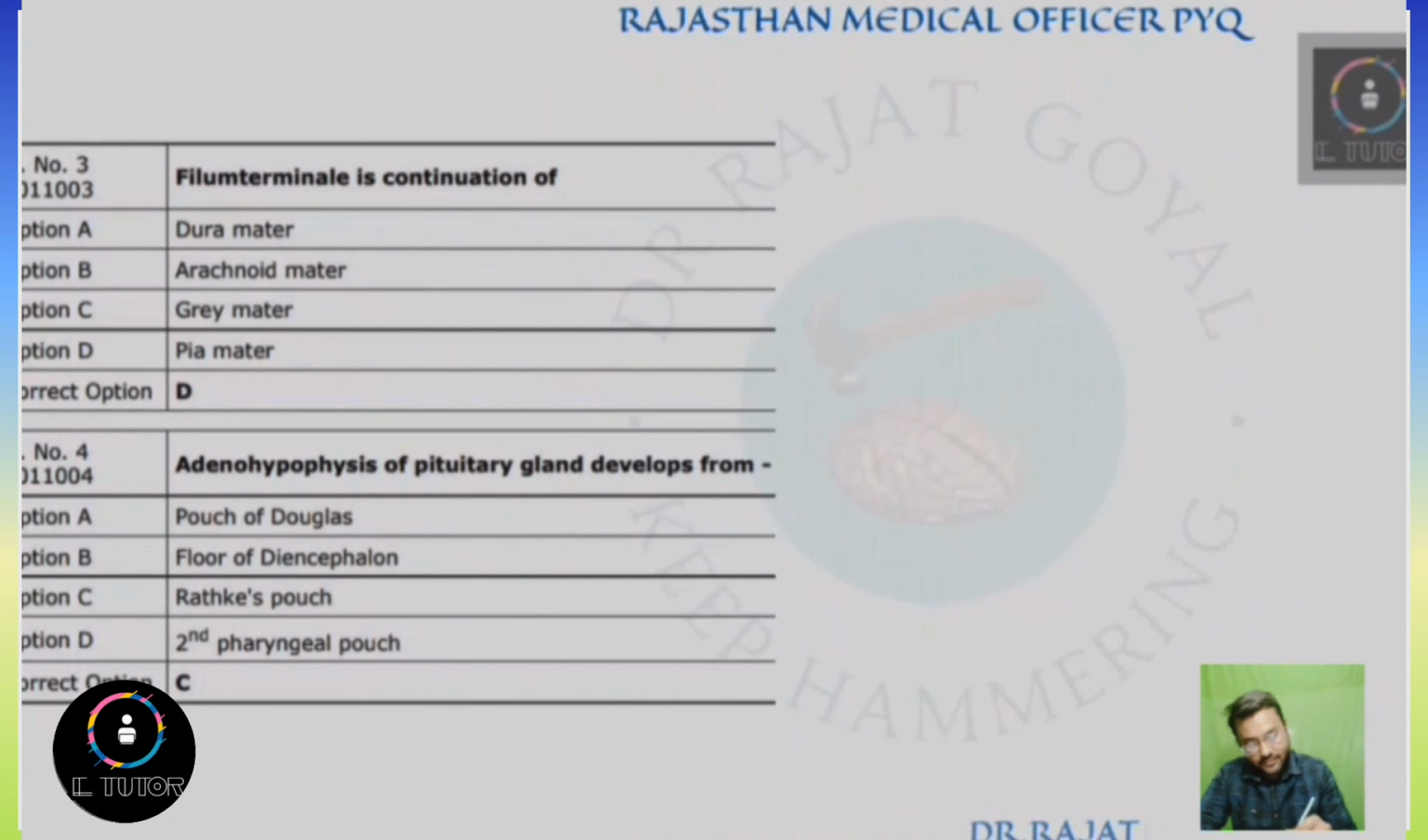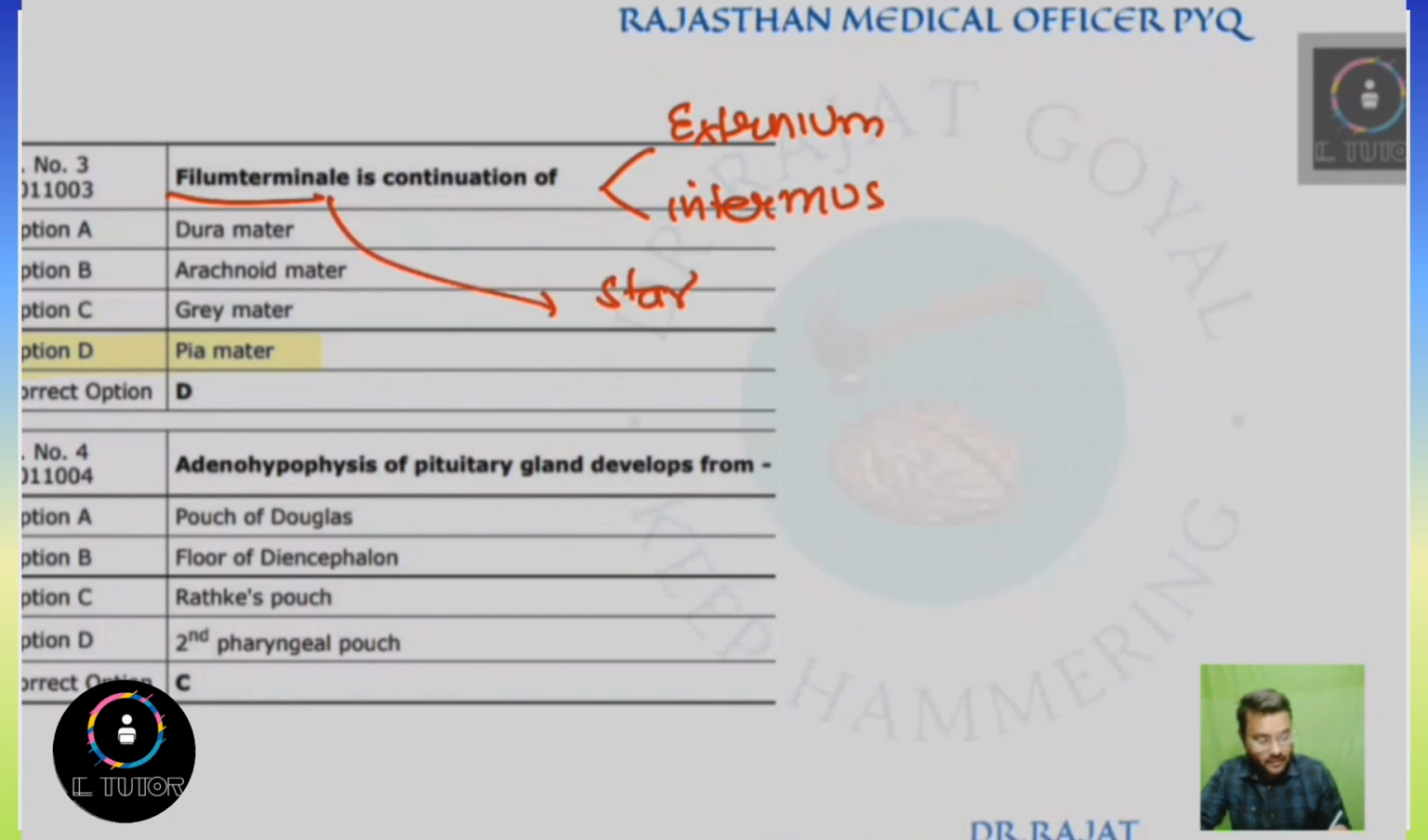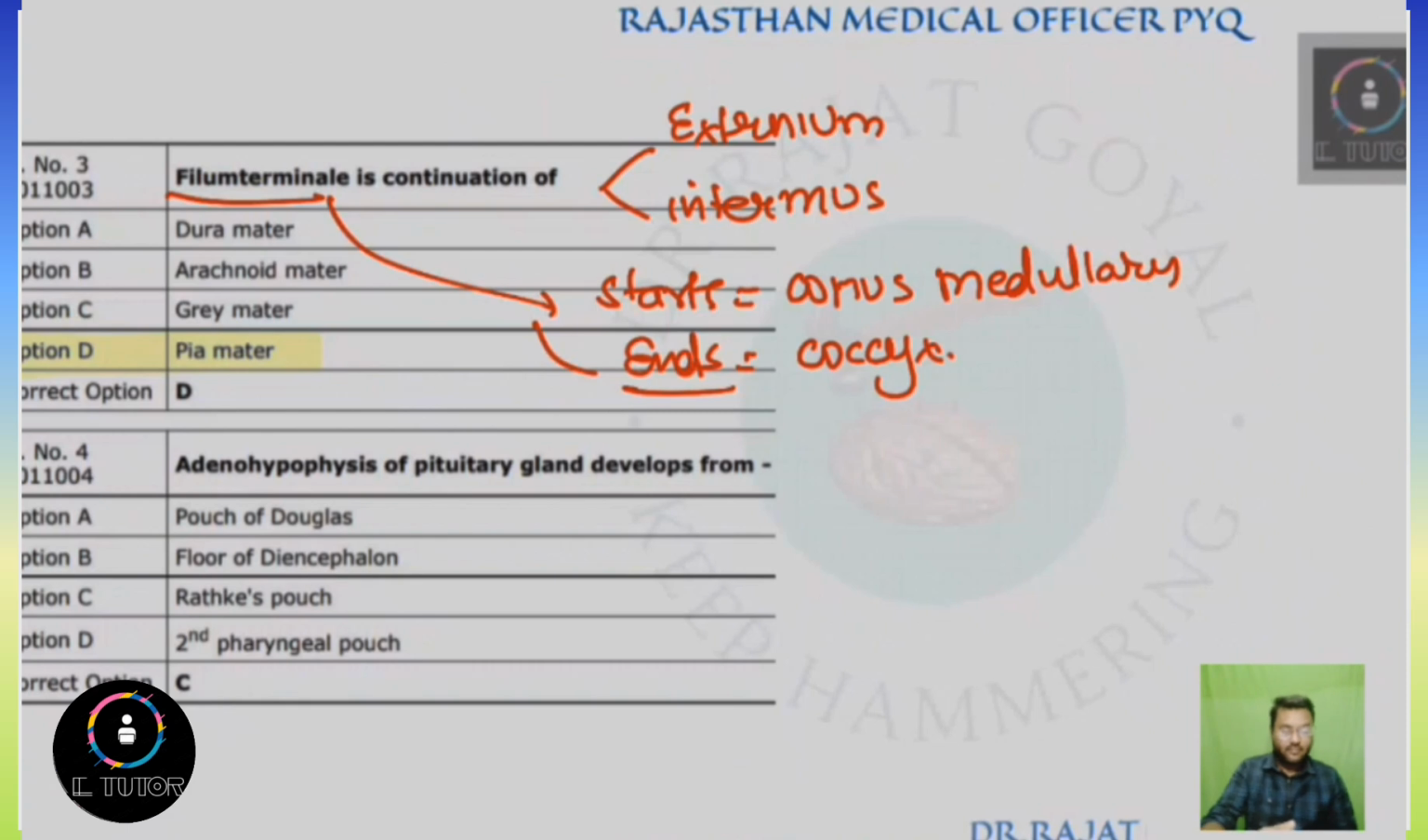Next question is: filum terminale is the continuation of. So filum terminale is the continuation of pia mater. And if we talk about filum terminale, then it has two parts, externum and internum. And filum terminale starts and ends from, so it starts from conus medullaris and ends at coccyx. So answer will be option number D.